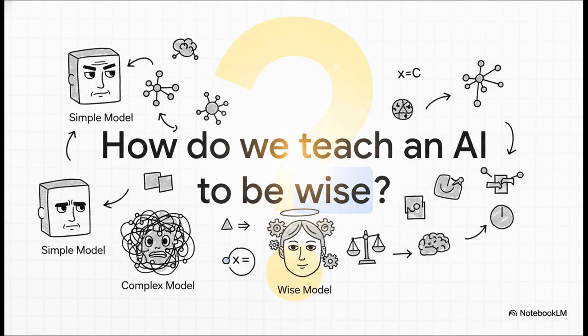Which kind of leaves us with this big, fascinating question, doesn't it? If the simplest models are too stubborn and the most complex models are too nervous, then how do we teach an AI to be wise, to find that perfect middle ground? Honestly, figuring that out, well, that's the quest that's at the very heart of building truly intelligent machines.